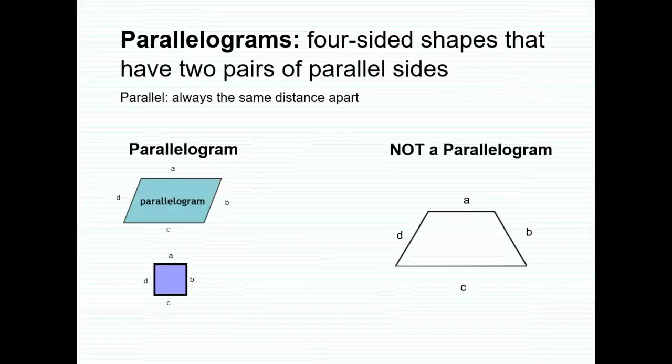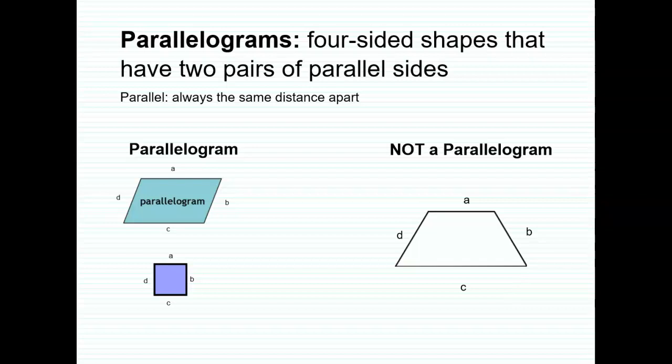So let's apply what we know about parallel sides into a new type of shape we're learning about today. Parallelograms. Say that with me. Parallelograms. A parallelogram is a four-sided shape that has to have two pairs of parallel sides. So it has to have two pairs of sides that are always the same distance apart.